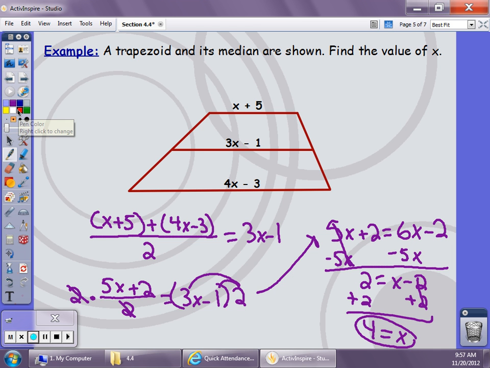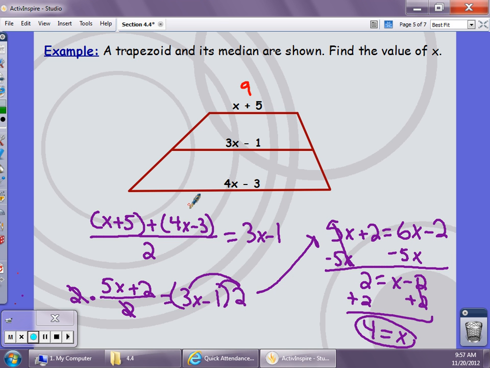If we substitute in 4, 4 plus 5 is 9. And then 4x minus 3, so 4 times 4 is 16, and 16 minus 3 is 13. And then 3x minus 1, so 3 times 4 is 12, minus 1 is 11. If we did this correctly, if we add up base 1 plus base 2 and average them, it should give us the value of 11. So 9 plus 13 divided by 2: 9 plus 13 is 22, and we do know that 22 divided by 2 is 11. Therefore, the value for x is equal to 4.